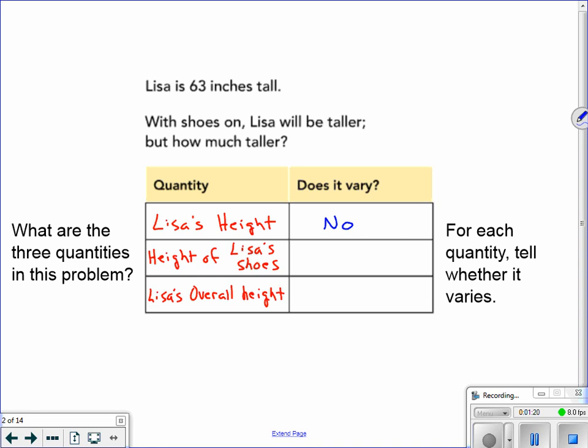The next quantity is the height of Lisa's shoes. Now, that does vary, because she could put on some taller shoes, she could put on some shorter shoes, so that's going to vary. And then the last quantity in this problem is Lisa's overall height. And yes, that varies as well, because it's going to depend on how tall the shoes are that she has on. The taller the shoes, the taller her overall height, and so on.